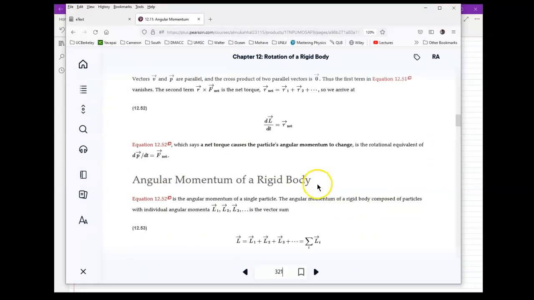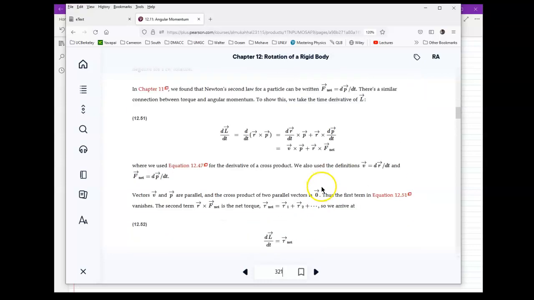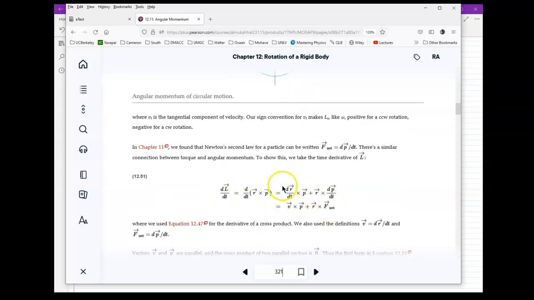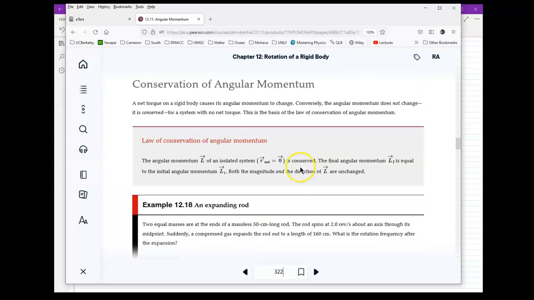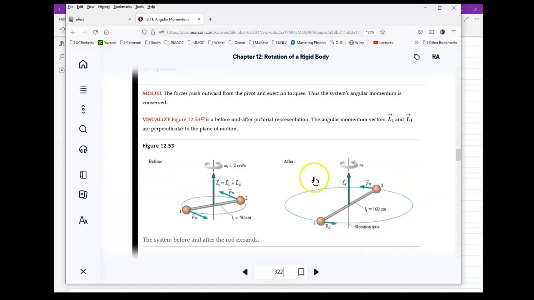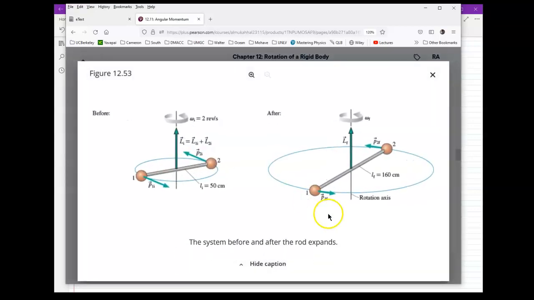So here is the conservation of angular momentum. He talks about all that I have just covered for you. Please take the time to read from your book about angular momentum. This is the example that we're going to do. Okay, so you have this picture. Here it is. I'll come back to it.